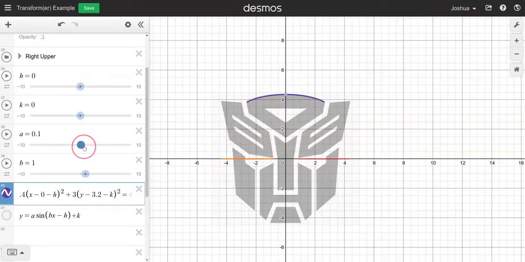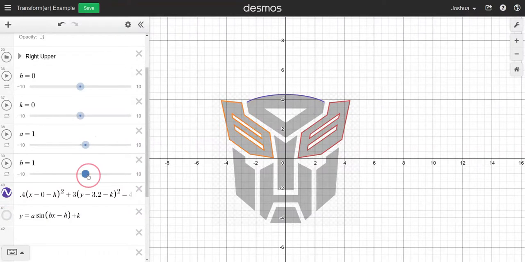As A gets smaller, it compresses towards the x-axis. So that's the behavior we want to see with A. With B, as B gets larger, we see compression towards Y, and as B gets smaller, we see stretching away from Y. Okay, so visually, that's what we're trying to do.